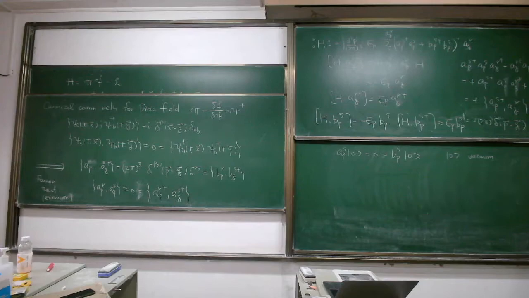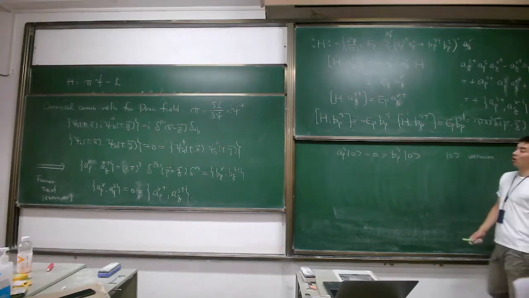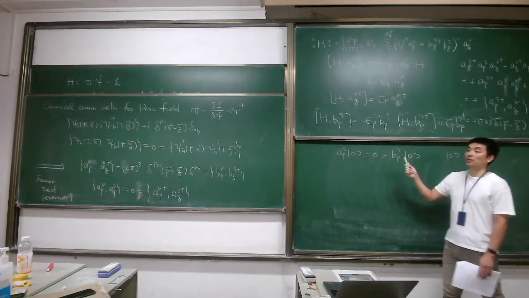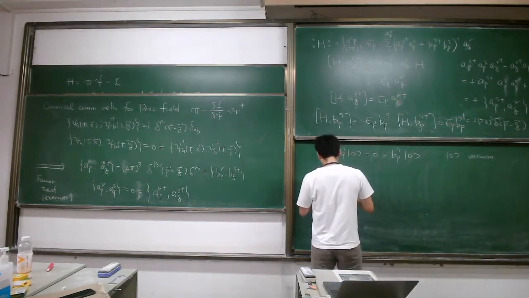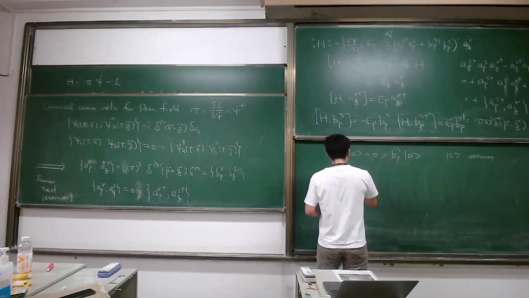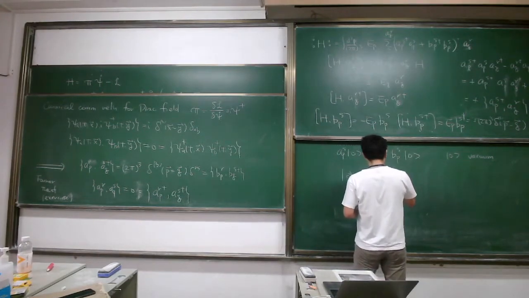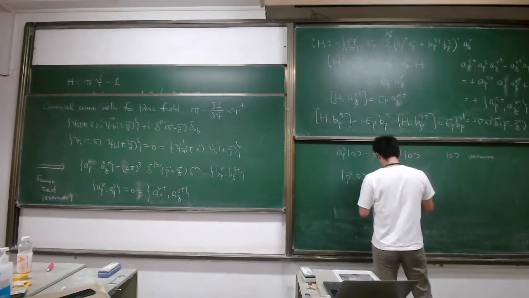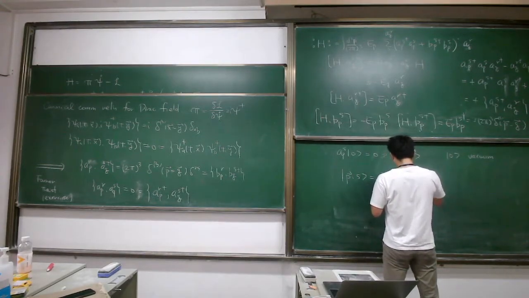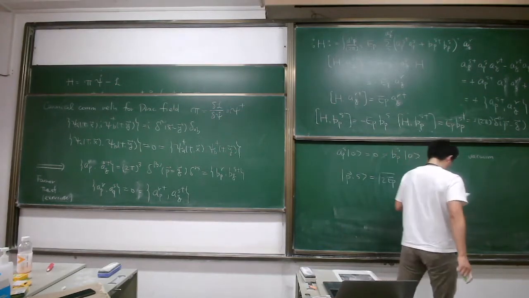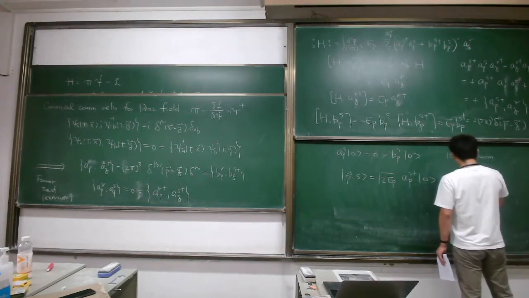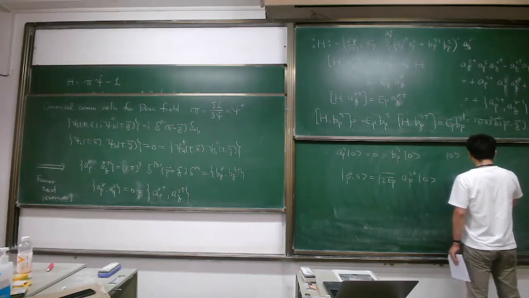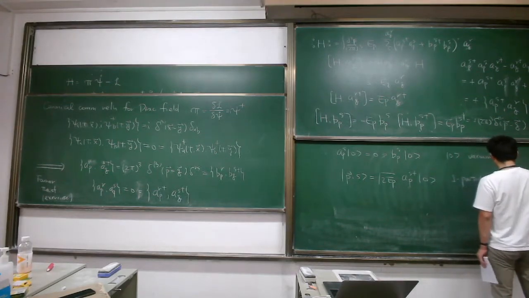The vacuum can be understood as all the annihilation operators just give you 0 if you act on it, and then you can have the one particle state as the square root of EP, A_P^S dagger acting on it. So this is the one particle state. Fermionic state.